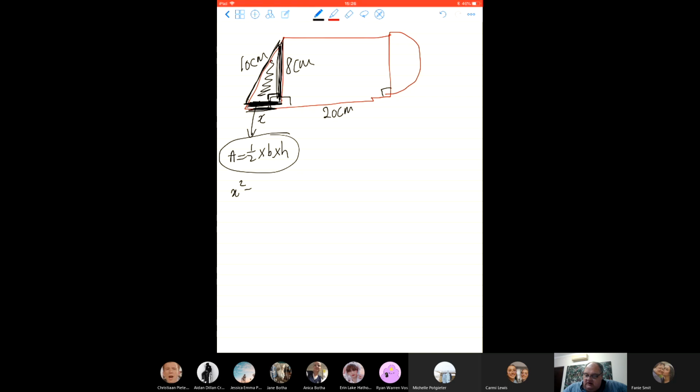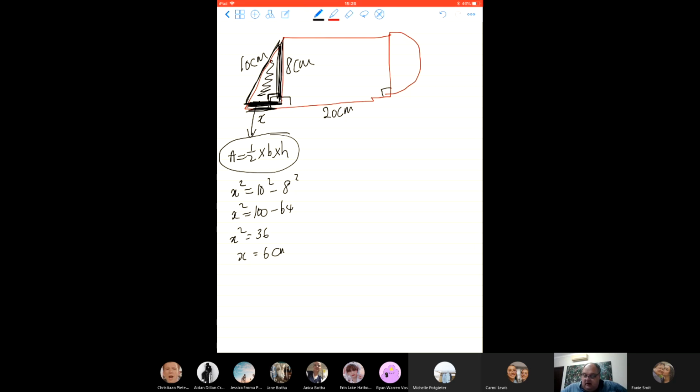So x squared is equal to 10 squared minus 8 squared. Okay, we've been through Pythagoras, so you know how it works. So it's 100 minus 64, which means you're going to get 36. And that means that x is going to be equal to 6 centimeters.